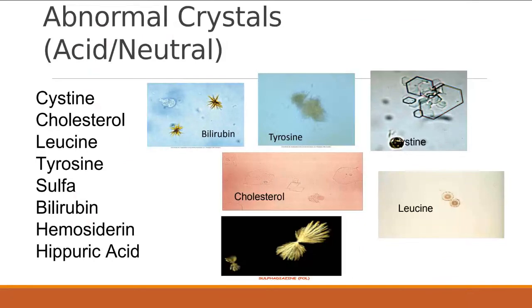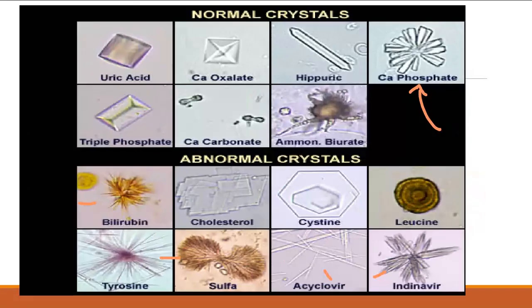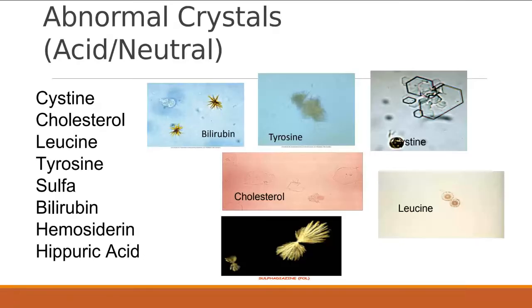These are some of your abnormal crystals found in acidic or neutral urines. Remember I said we need to know which one they're in. I'm not going to read them all off because you can see them. And once again, they were in this chart. So this is just most of them again. And some of them do have color in them. Like on these, the bilirubin, look how yellow they are, which would make sense with them having that. Sulfa is kind of a yellow color anyway, so that kind of makes sense.